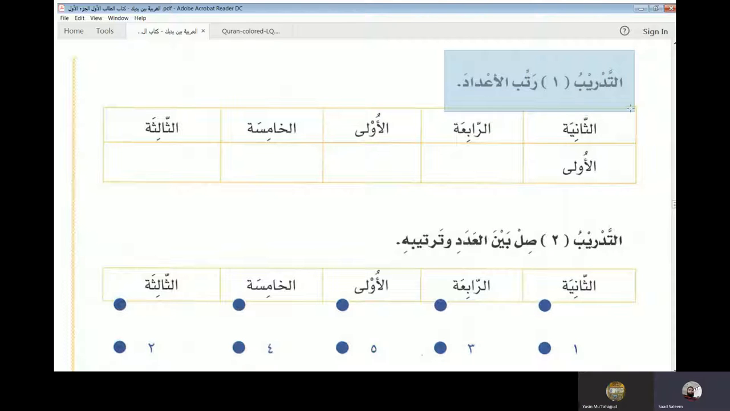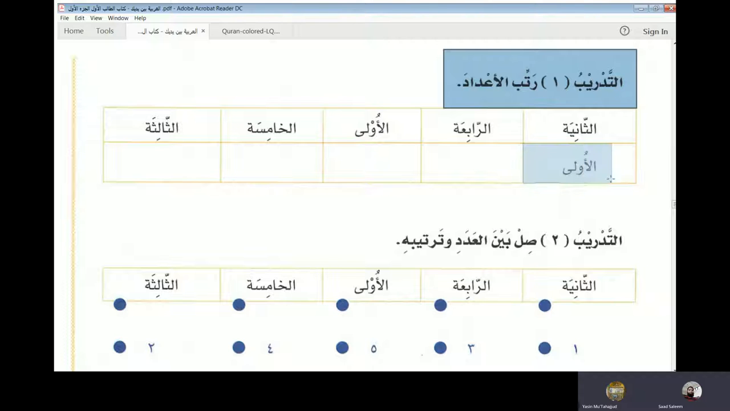Tadrib al-awwal. What is the meaning of this question? Rattib al-a'dad. Rattib al-a'dad. I don't know. Arrange the numbers. Sort the numbers. Oh, so the numbers? Okay.